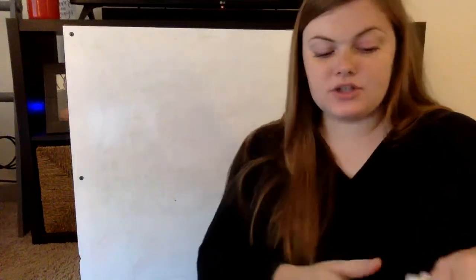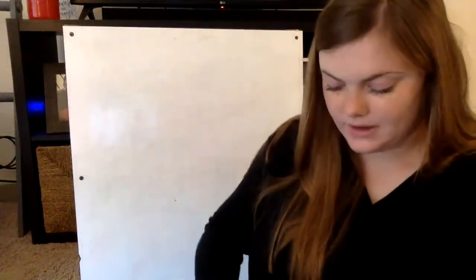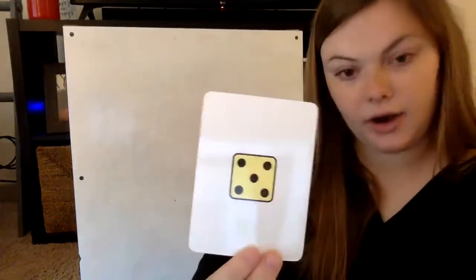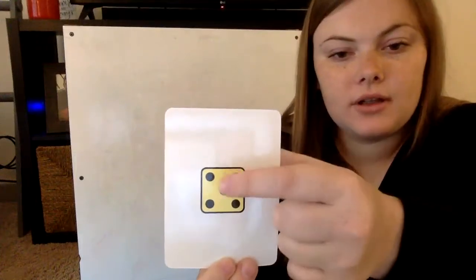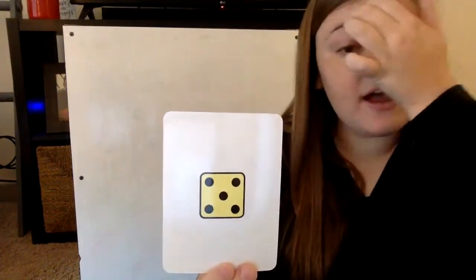Okay, and then we're gonna do the number 5 really fast, right? This is our number 5. And then how many dots are on our dice? 1, 2, 3, 4, 5. 5 dots on our dice.